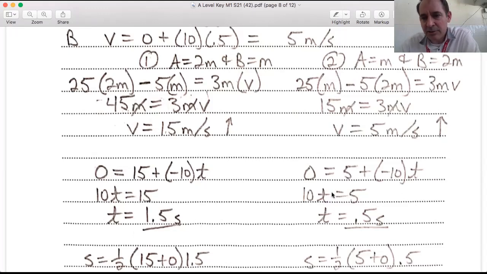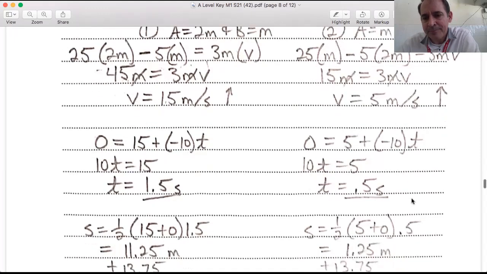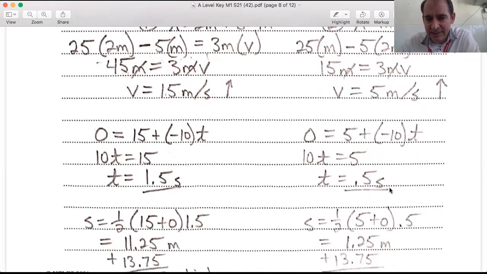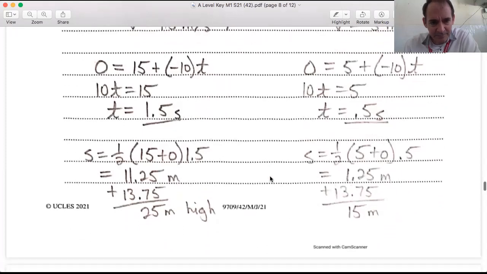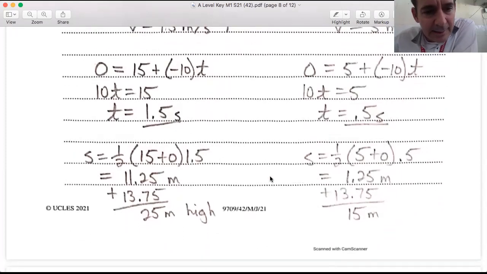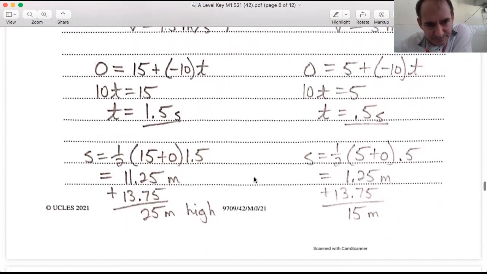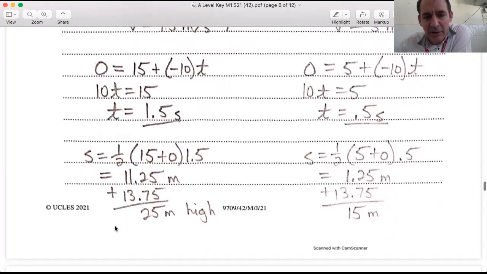We do the same thing over here, but we're starting with an initial velocity of 5. And so we only get 0.5 seconds for this one. So they stop going up at 2 different times in these 2 scenarios. Now we add up the distances that they traveled to find out how high the coalesced object reached.